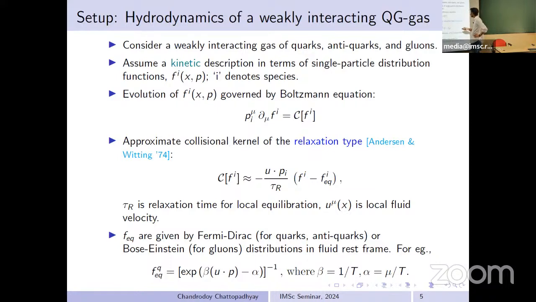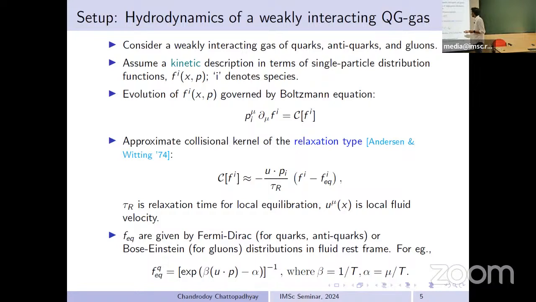This is basically some time scale over which the distribution function approaches the locally equilibrated form. It can be motivated from a realistic collisional kernel, but in this model, it's put by hand. This will be related to some transport coefficients, like the shear viscosity would be proportional to this relaxation time.